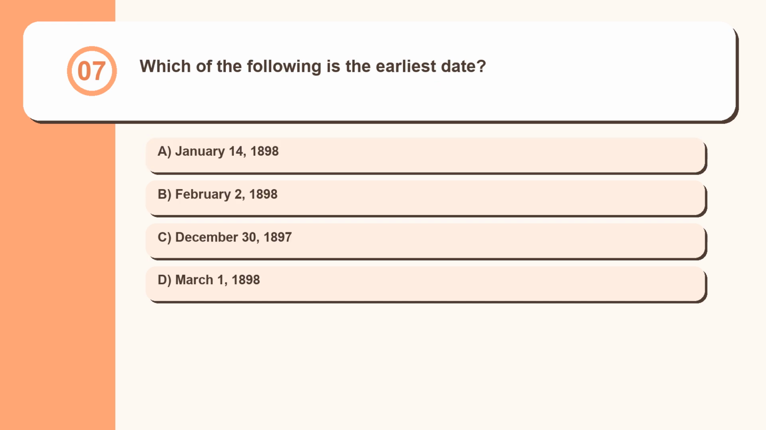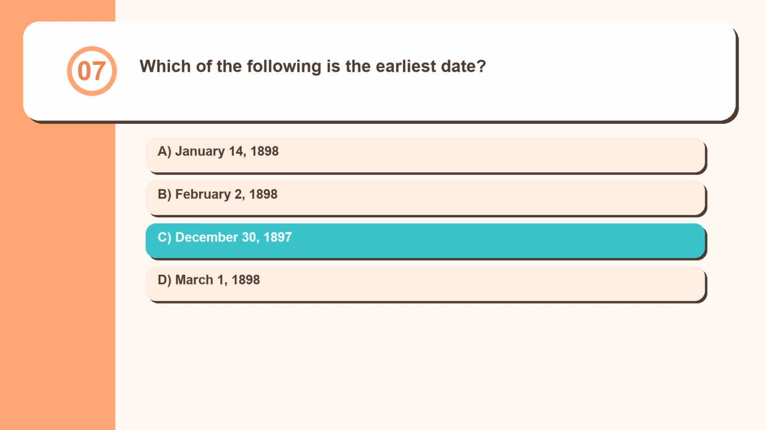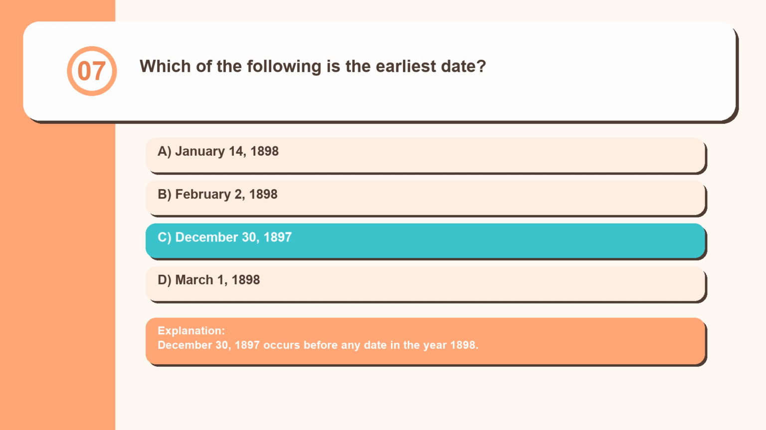Question 7. Which of the following is the earliest date? January 14, 1898, February 2, 1898, December 30, 1897, March 1, 1898. December 30, 1897 occurs before any date in the year 1898.